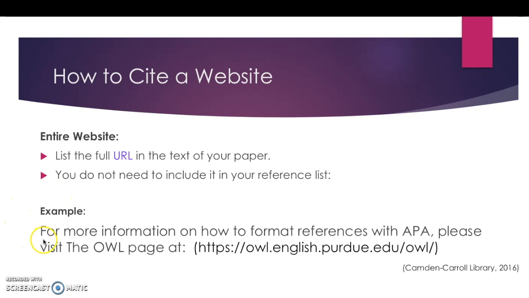Here's an example of what citing a website might look like in your paper. You just cite it in text like this. So for example, if I was going to write, for more information on how to format references with APA, please visit the OWL page at, and then I would include the full URL for the OWL site in parentheses.